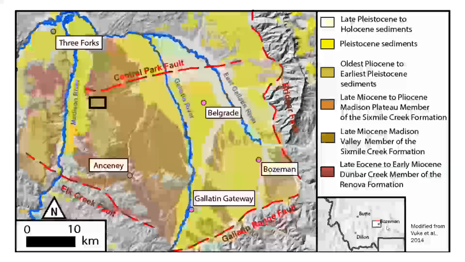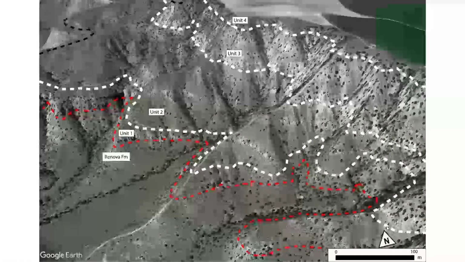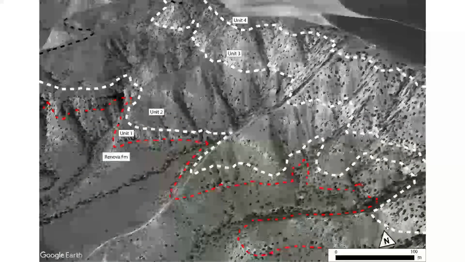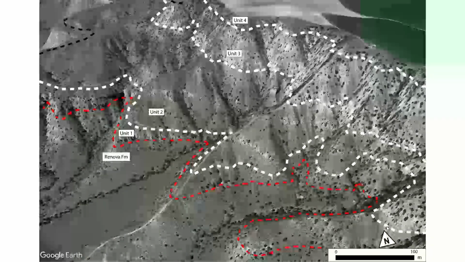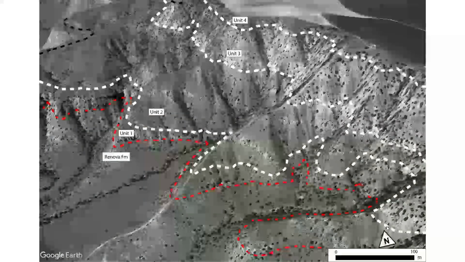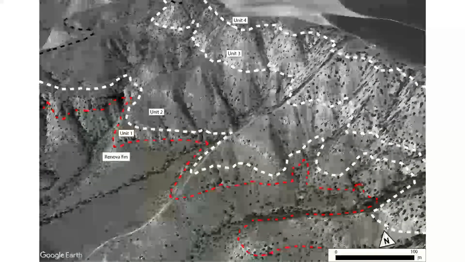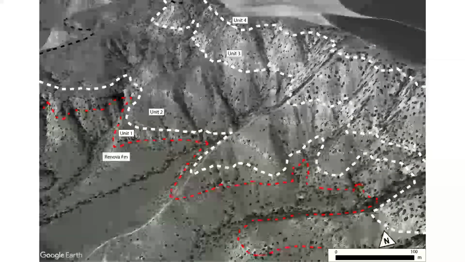But I'm not going to really focus on stuff over here, because that gets into different stuff with the Bridger Fault and the Bridger Range. So here are the bluffs. There are really good exposures in the bluffs, especially on that guy's private property. Based on my work, I broke the Sixmile Creek Formation into four units based on distinct changes in the stratigraphy, and those are mapped out. The red line is the unconformity, the Renova Formation is below that, and I have units 1, 2, 3, and 4. That's what I call them.